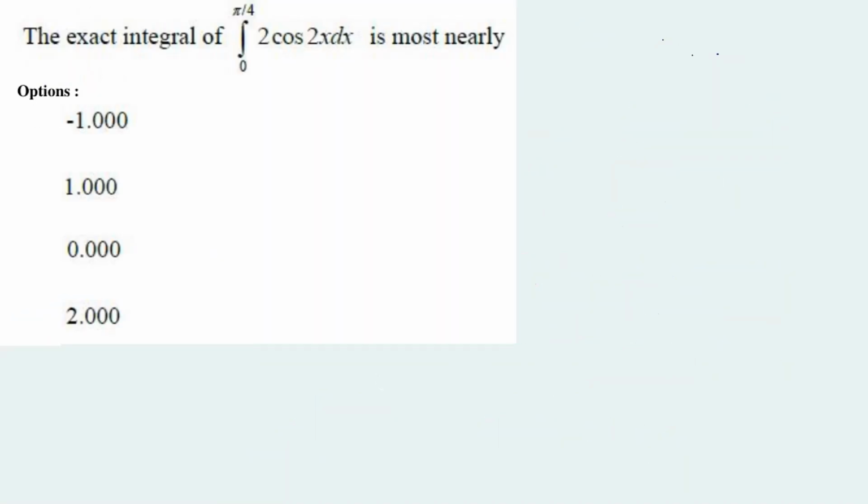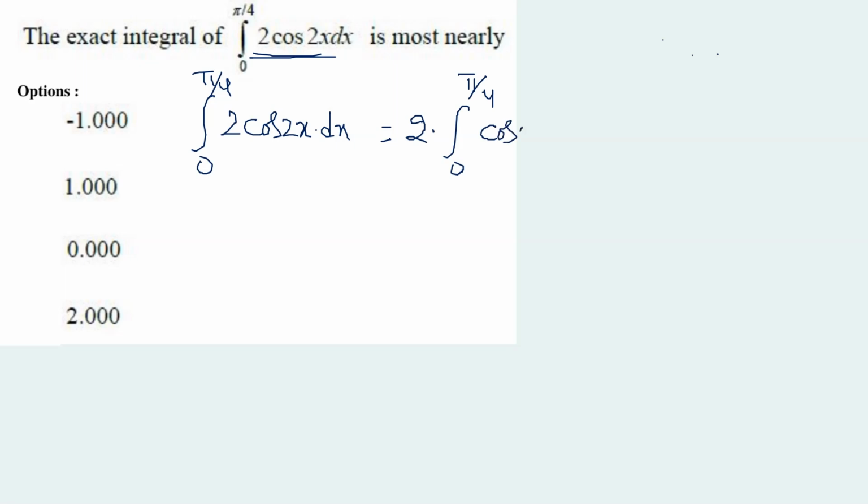Let's have a look at this question. Here a function is given, that is 2 cos 2x. We need to find the integral of the given function. Integral 0 to pi by 4 of 2 cos 2x dx can be written as, here 2 is a constant, so we can take it out. Then 2 times integral 0 to pi by 4 of cos 2x times dx.